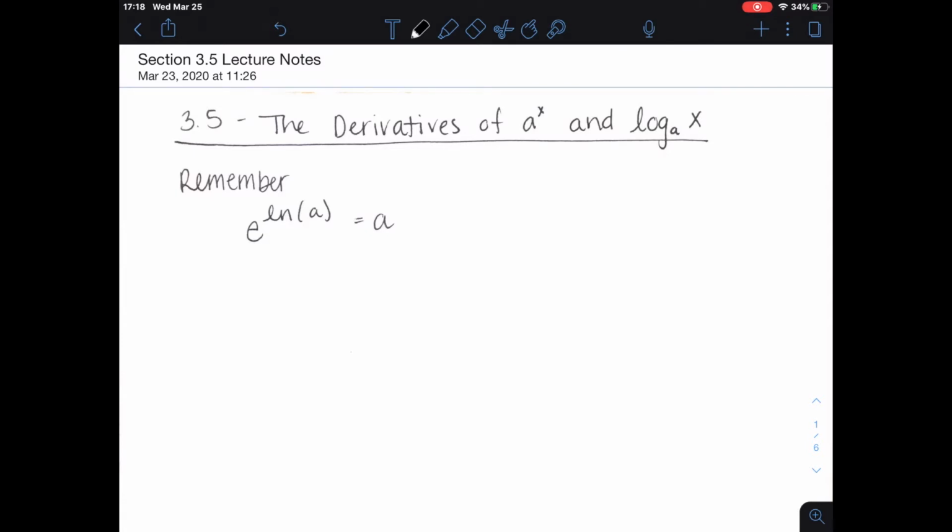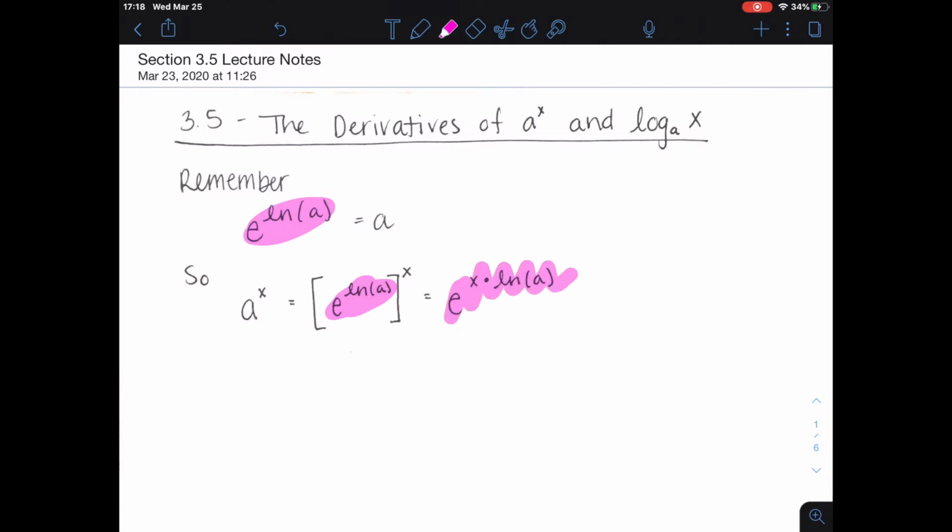So first, because e and natural log cancel, e to the ln of a gives you just a. So we're going to look at the function a to the x. Since a can be written as e to the ln of a, it's the same thing as e to the ln of a to the x power. And when you have a power to a power, you just multiply those two exponents. Okay. So now we're going to apply the chain rule to differentiate both sides.